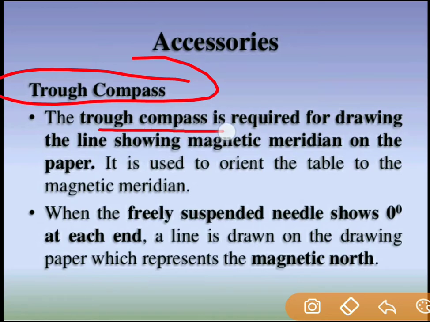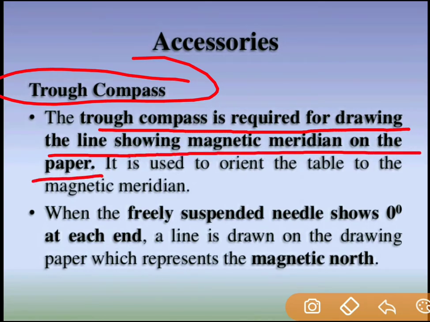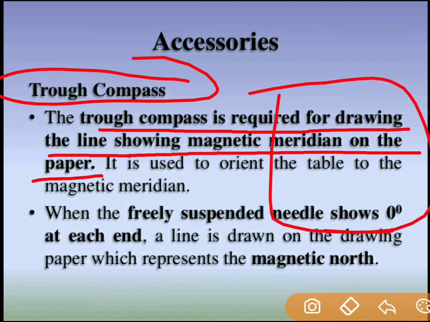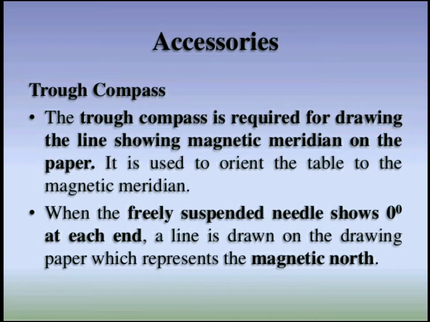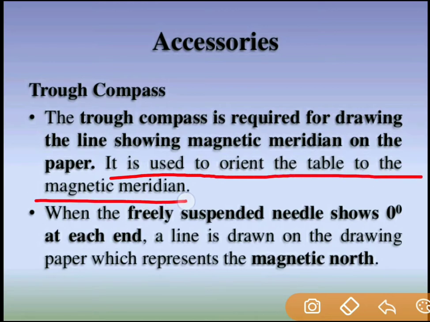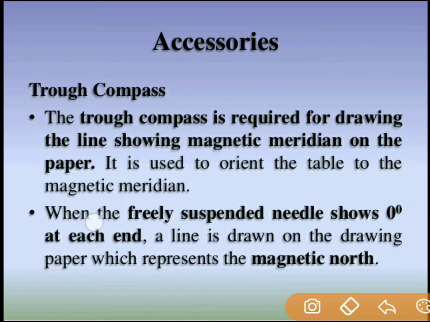The trough compass is required for drawing the line showing the magnetic meridian on the paper. For example, we have a paper, and on the paper we want to show the meridian. So to orient or to take the meridian on the paper, we use the trough compass. It is used to orient the table to the magnetic meridian, when the freely suspended needle shows 0 degrees at each end.